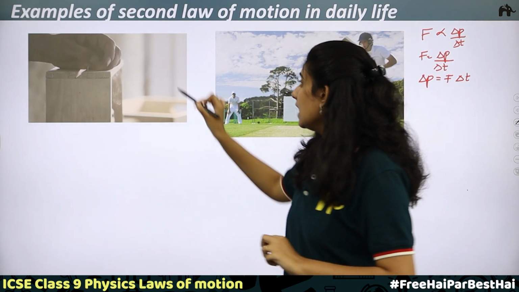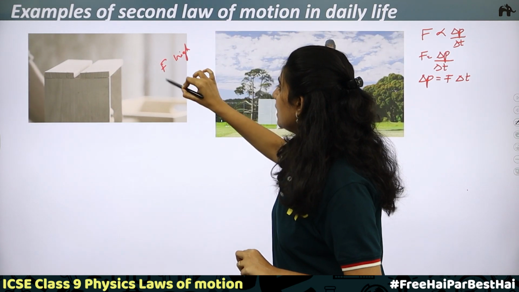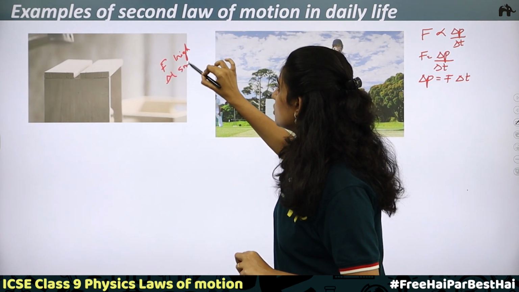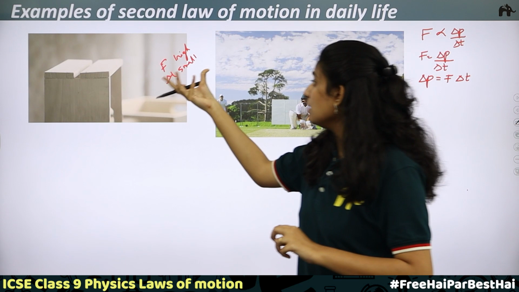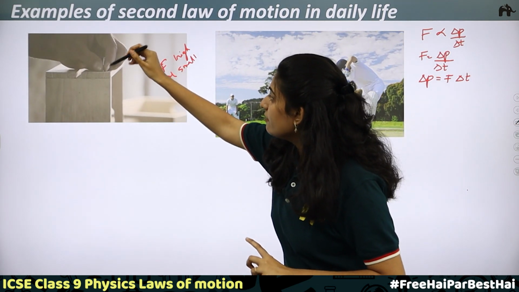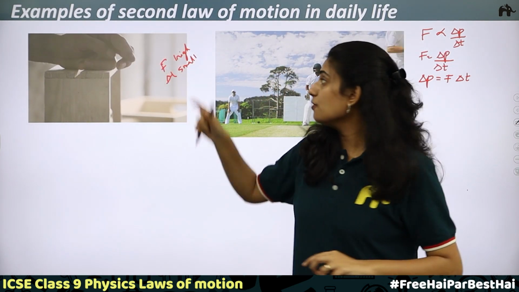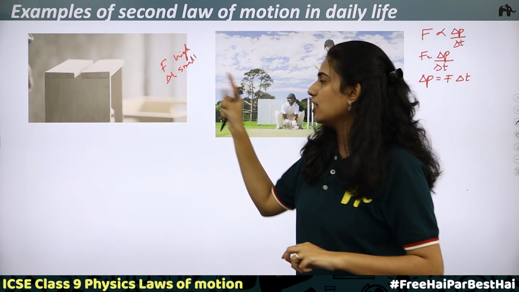No, right? So in this case, F should be high, delta T should be small. If the time interval increases, what happens? It is difficult for the nail to go inside. So a large force should be there for a small interval of time.